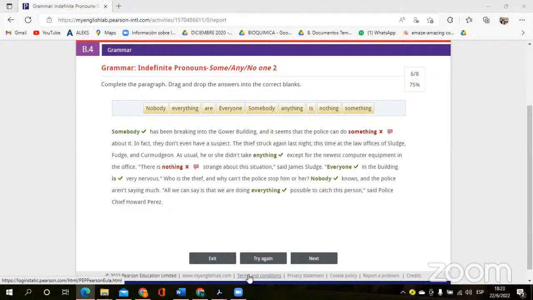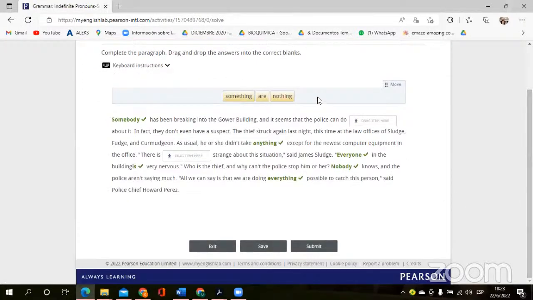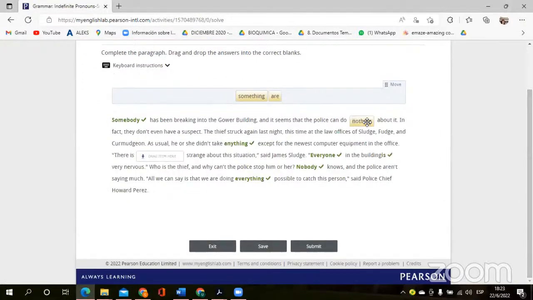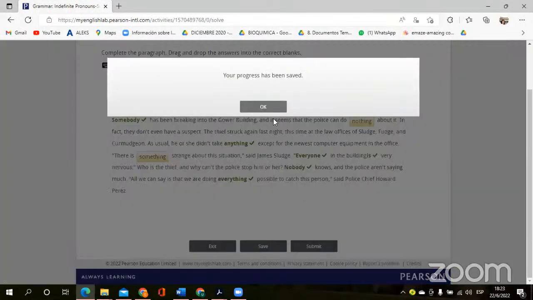Yeah, here is like a little bit of confusion because something and nothing work with affirmatives, right? Both with affirmatives. But yes, the translation, the meanings, it has more sense in the first one with nothing and the other with something. There is something strange about this situation. Yes, and do nothing, in fact. Exactly.